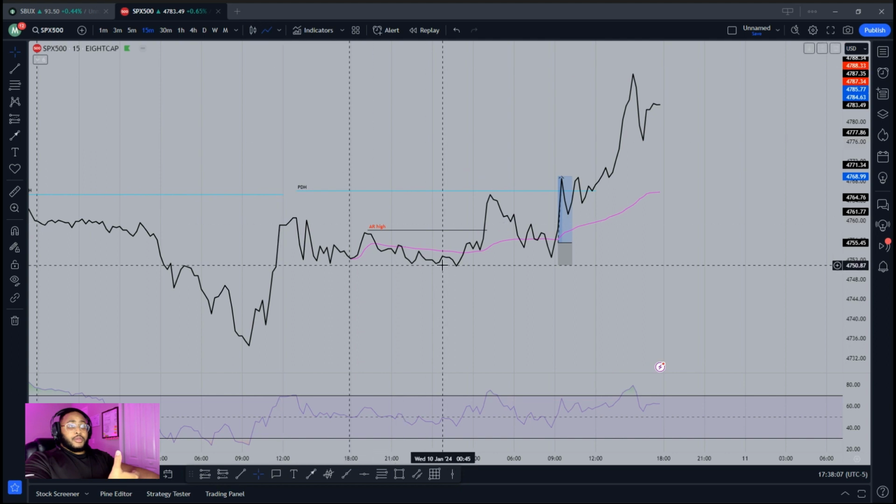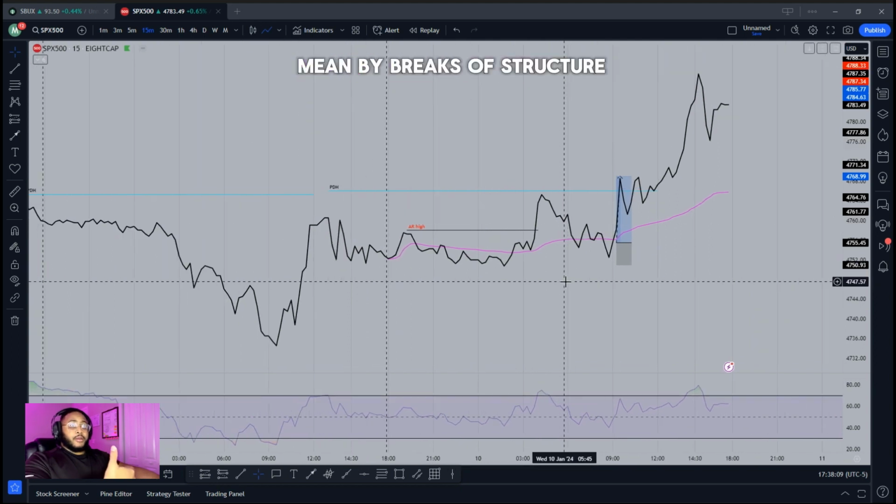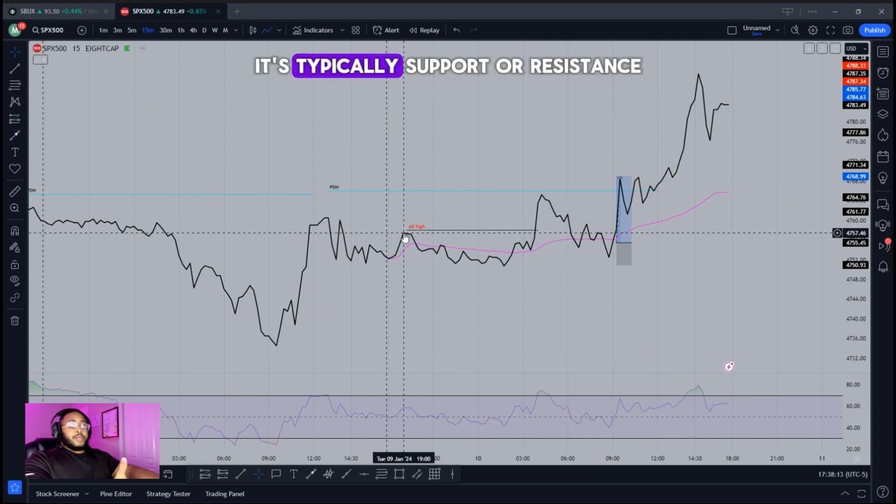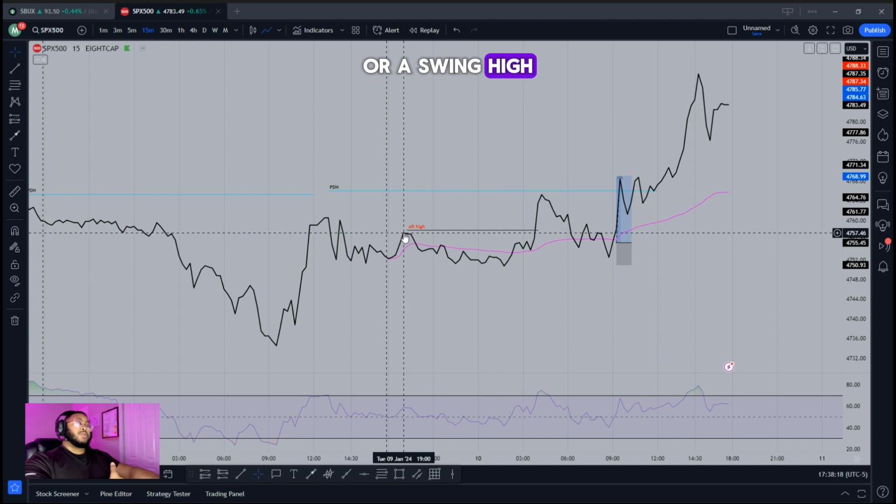But for the new guys, this is what I mean by breaks of structure. It's typically support or resistance or a swing high or a swing low of price. What I'm typically looking at in correlation with this is how each session has its own price movement, its own lows, its own highs.